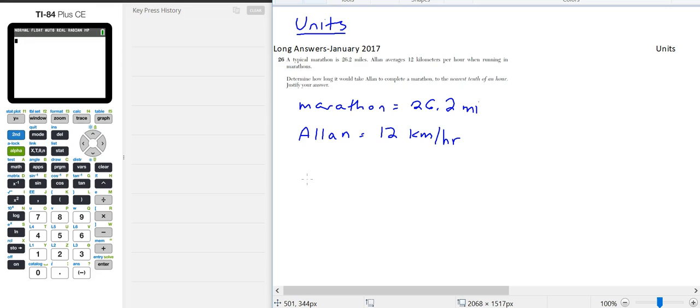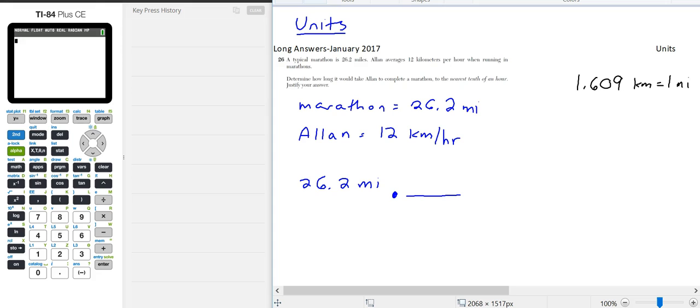But instead of converting that to kilometers and then multiplying it by the conversion factor, 12 kilometers per hour, we're going to do it all in one step. We're going to do 26.2 miles times our first conversion factor. The first thing we know is that we want to cancel out this miles and turn it into kilometers, because Alan's rate is in kilometers per hour. And on the reference sheet that you'll be given with your Regents, it will say there are 1.609 kilometers in 1 mile. So this you do not need to memorize. It's something that you'll be given on your Regents.